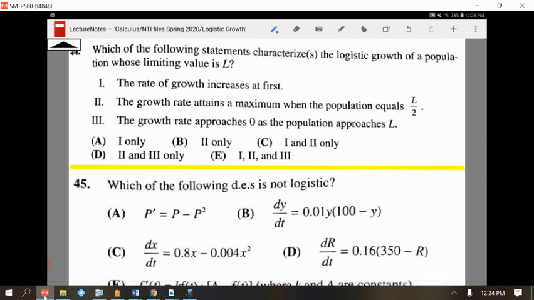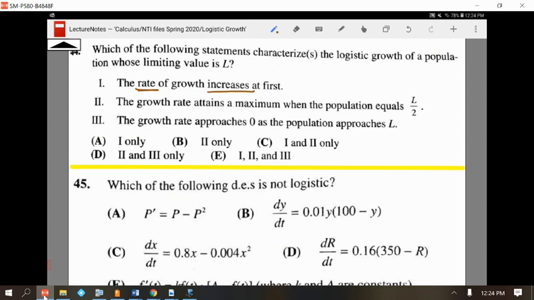So I'm going to finish these logistic growth differential equations in 7 minutes. Now it's 6 minutes because I've got to meet 7th period at 12:30. Which of the following statements characterizes a logistic growth population whose limiting value is L? Okay. The rate of growth increases at first. The rate of growth, remember, rate is slope.